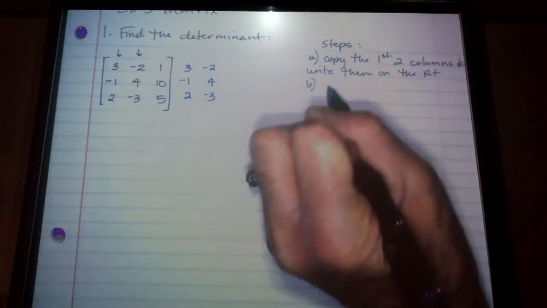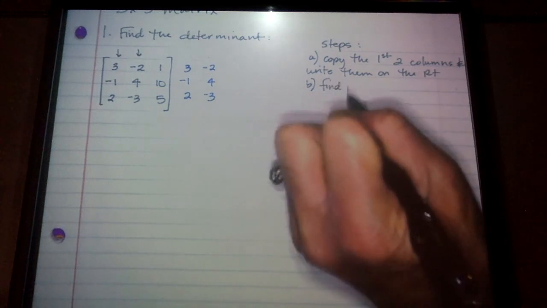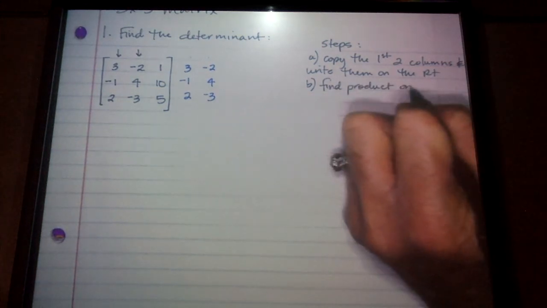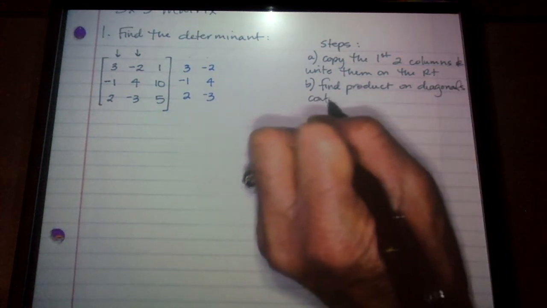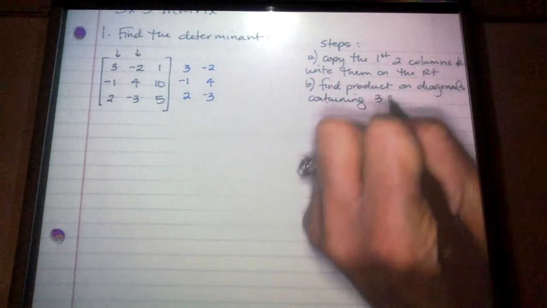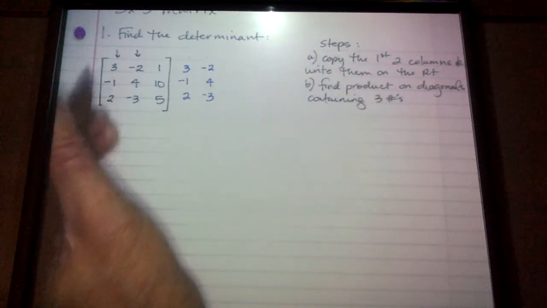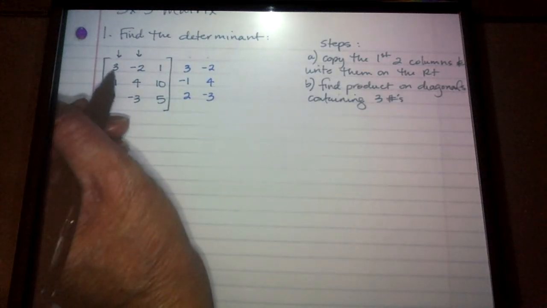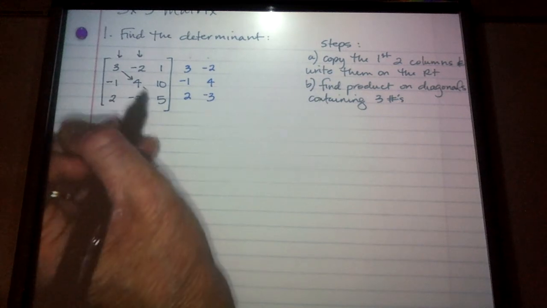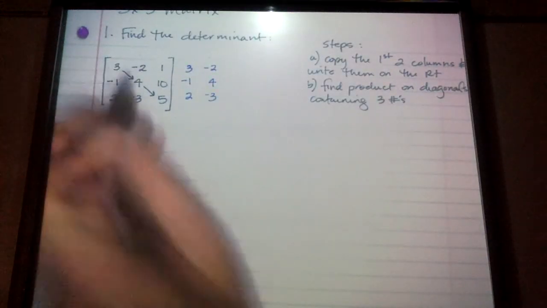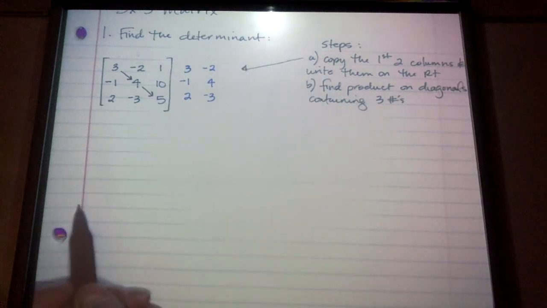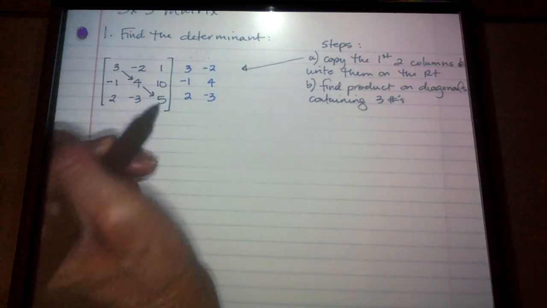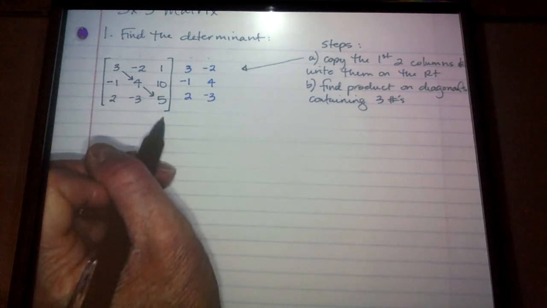now we're going to find the product of our diagonals. Find the product of diagonals containing 3 numbers. So, watch this. So I'm starting with the top left. I like to do the top left. And I'm going to find the product of these. Okay? And if it helps, I just wanted to show these are the first 2 columns. Okay, so here we go. The product, 3 times 4 times 5. And I'm going to write the product right underneath. 3 times 4 times 5.